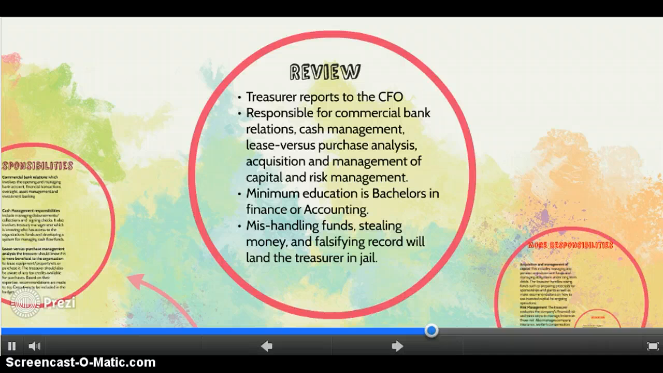In summary, we know that the treasurer reports to the CFO of the organization. Its primary responsibilities are commercial bank relations, cash management, lease versus purchase analysis, acquisition and management of capital and risk management. We learned that the minimum education requirement for a treasurer is a bachelor's in finance or accounting. Lastly, we learned that by mishandling funds, stealing money, and falsifying records, a treasurer will land in jail and have to pay back the money stolen.